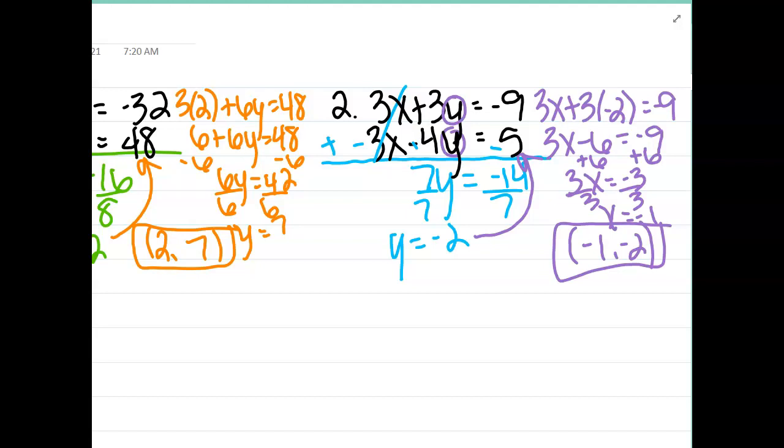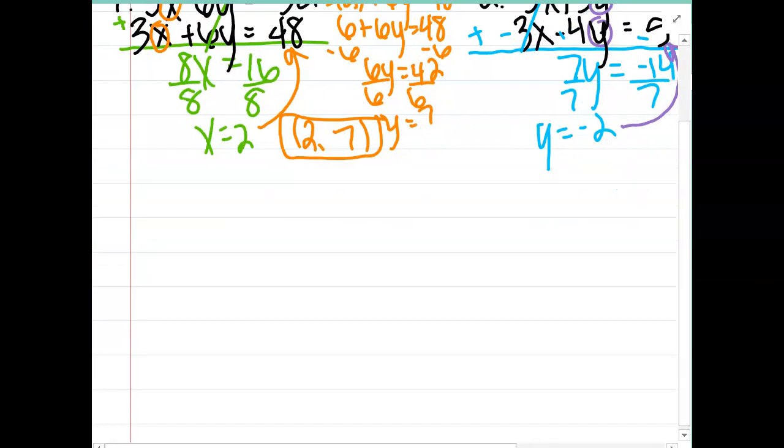What do you guys think? Easier in substitution? I mean, I think so. Maybe a little biased on this method.